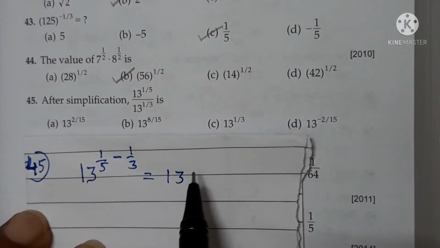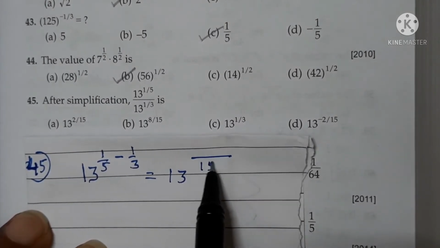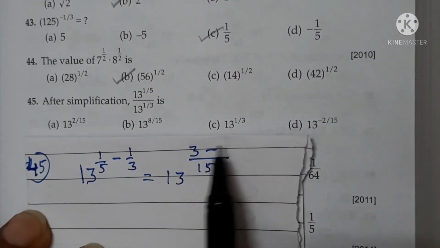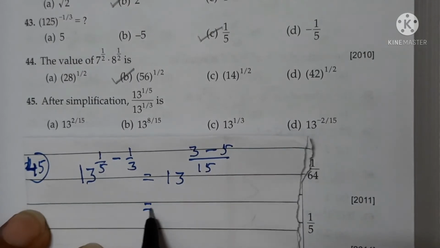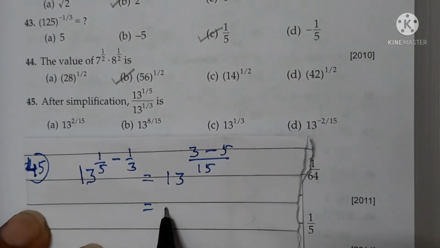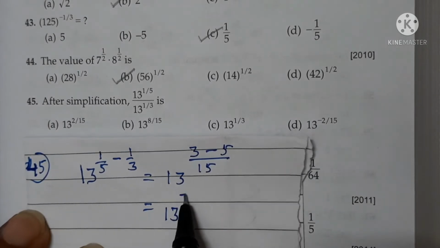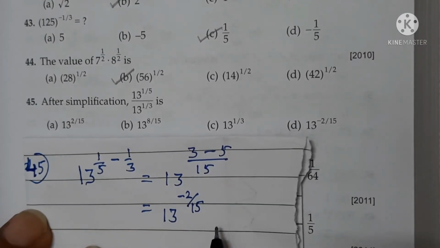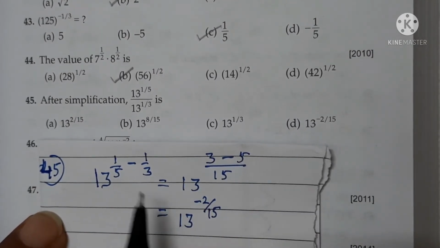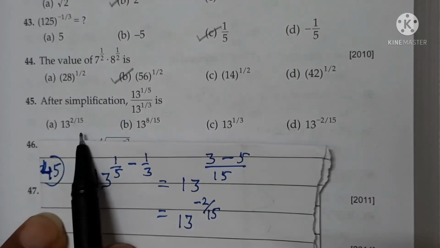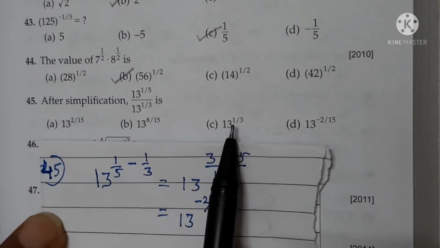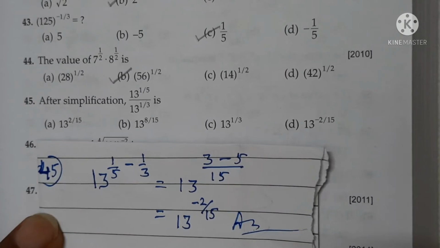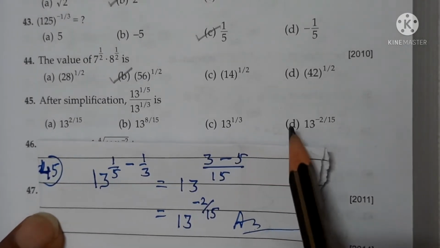This becomes 13 to the power of, take LCM, 15, 5 3s are 3 minus 3 5s are 5. So you can write it minus 5 plus 3. So this becomes 13 to the power of minus 2 upon 15. Check the answer, which form of the answer. 13 to the power of 2 upon 15, no, wrong. 8 upon 15, 1 upon 13, these are wrong. Option D is correct. Answer option D.